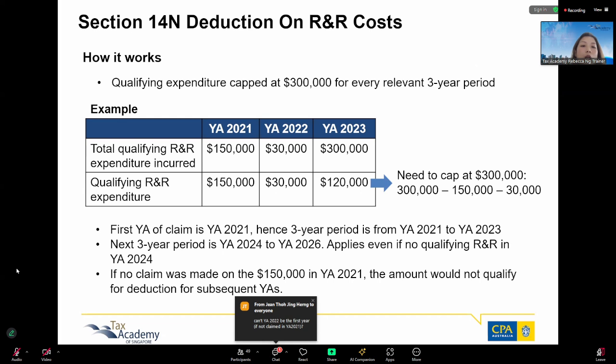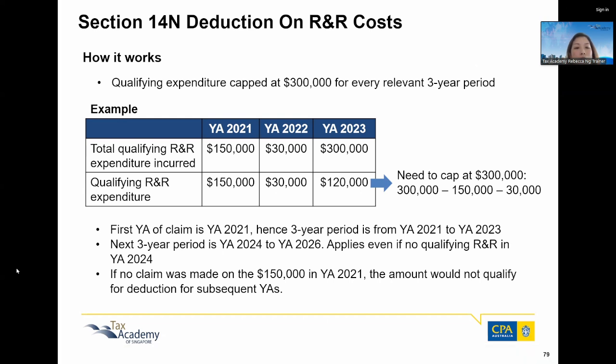Since computation is done on a yearly basis, when I'm preparing the tax computation for YA 2021, I only have 150,000, which is within the 300,000 cap. So I can claim the full amount of 150,000. Then come to YA 2022. I have incurred 150,000 in YA 2021, and now I incurred 30,000 in 2022. So altogether, I have only incurred 180,000, still within the cap of 300,000 for the 3-year period.